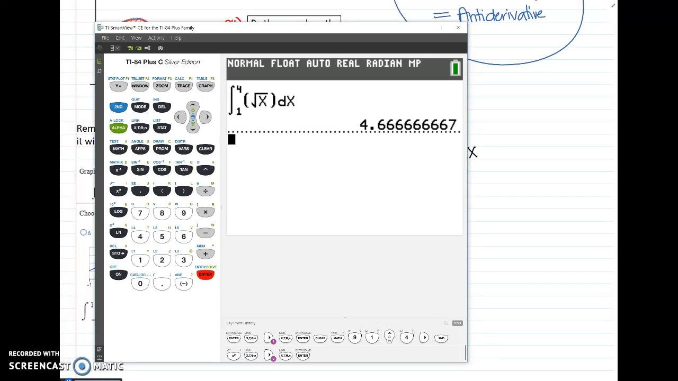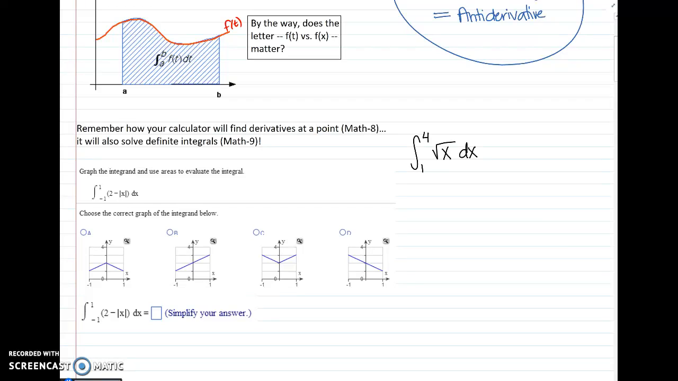And we get an answer. Our calculator told us an answer. And our calculator's even so smart that I believe it's going to give us a fraction. So we can get an exact answer, just like if that region, that shape underneath square root x from 1 to 4, was like a geometry shape, right? A shape that we learned from geometry.